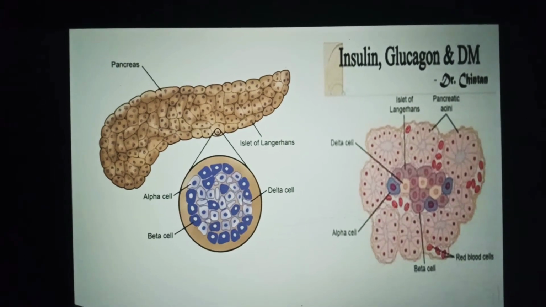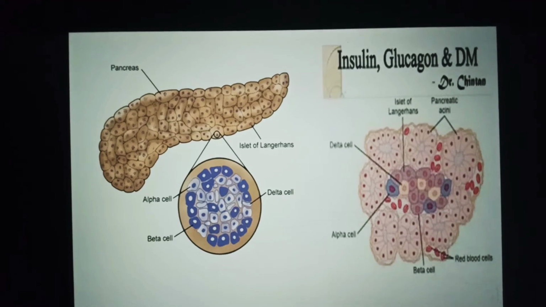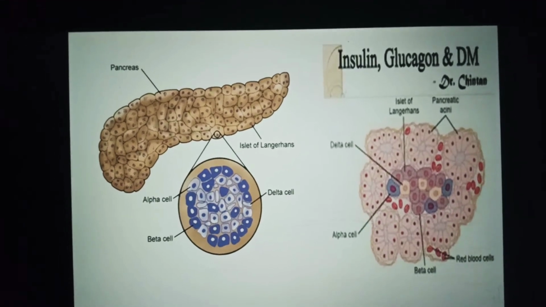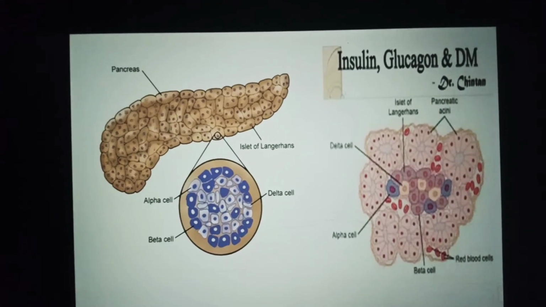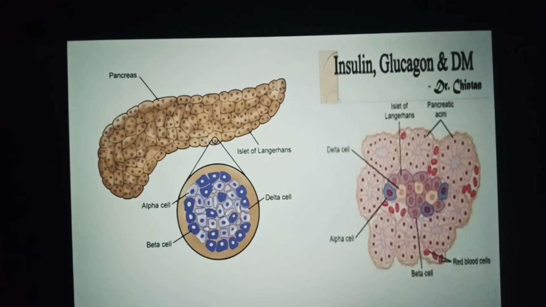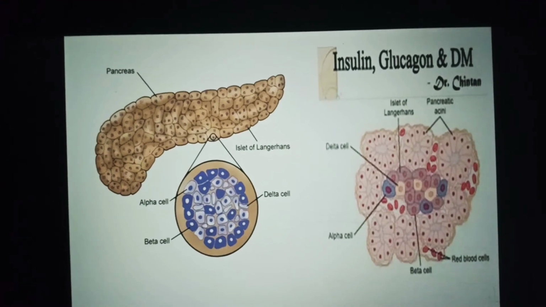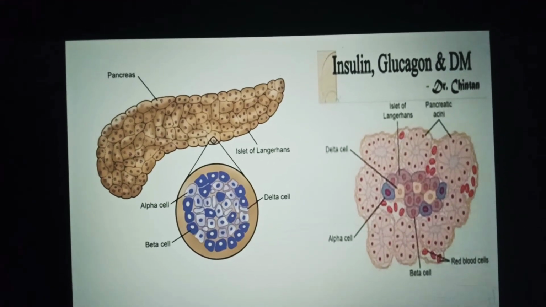Glucagon influences the liver to release glucose in the blood, and so the blood glucose concentration rises. Insulin influences the liver to take excess glucose from blood, and so the blood glucose concentration falls.